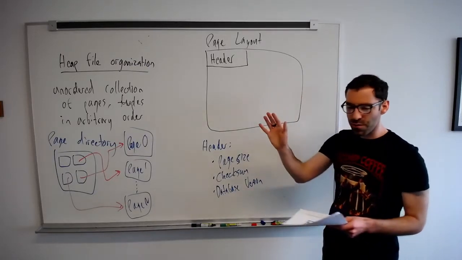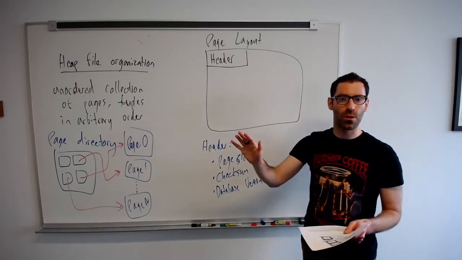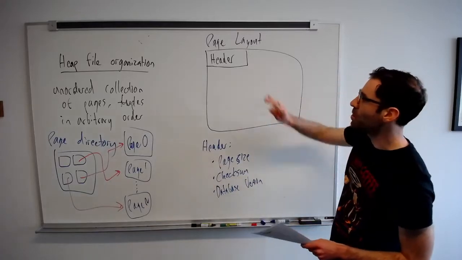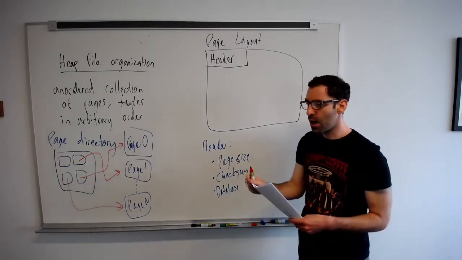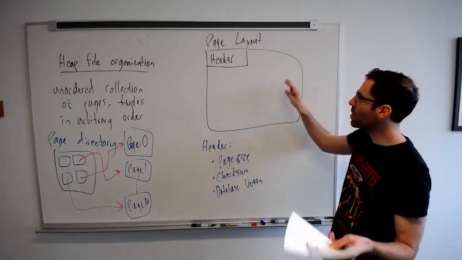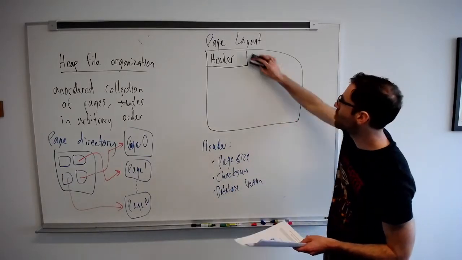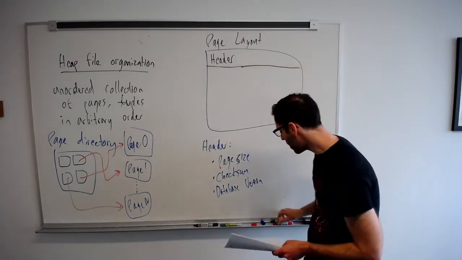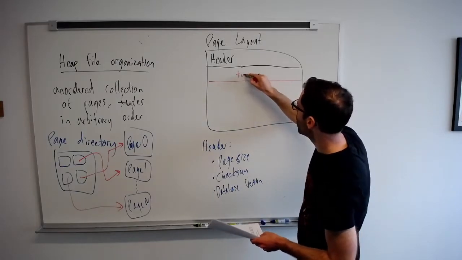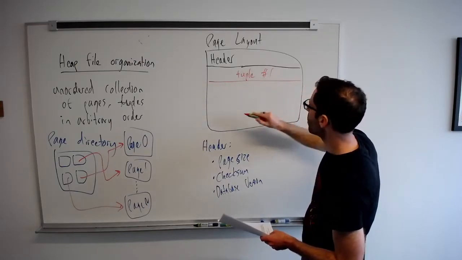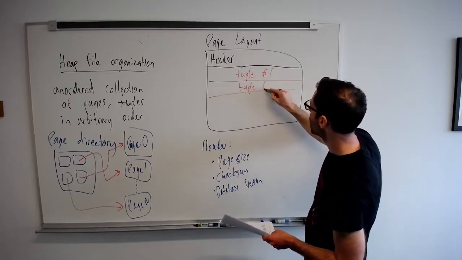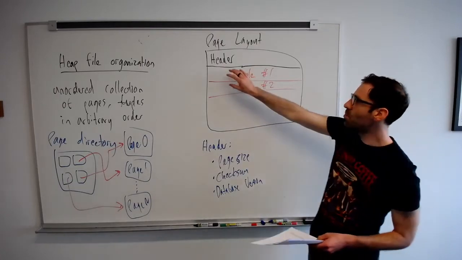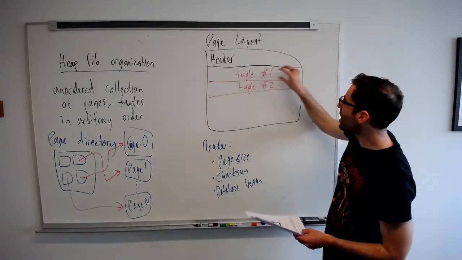One too-simple approach to our page layout in practice would be to have fixed size tuples, and we're just going to store them one after the other. So we have our header, and then we would have tuple number 1, tuple number 2, and so on as we fill up the page. And this is okay if our tuples are of fixed length.